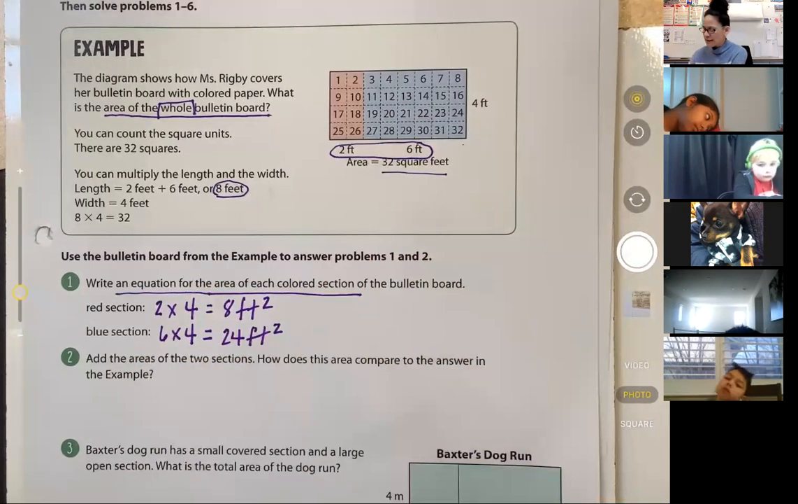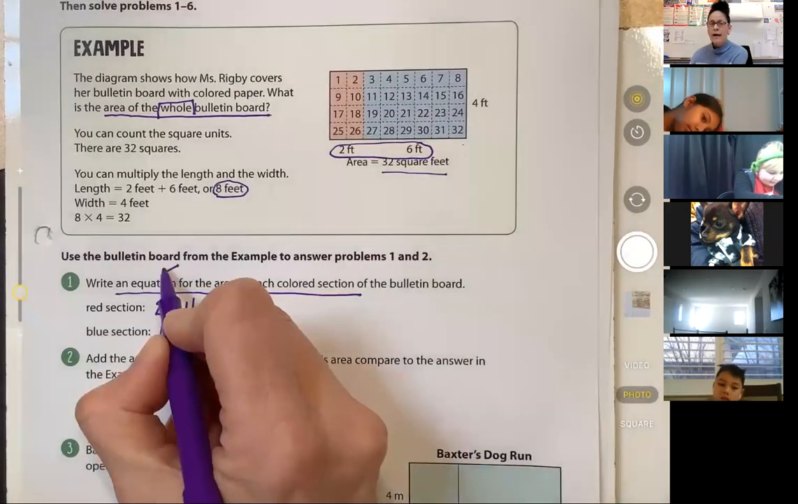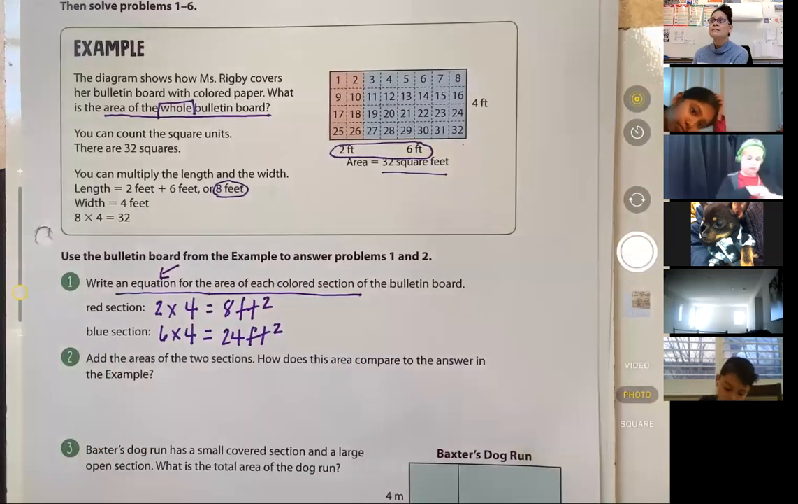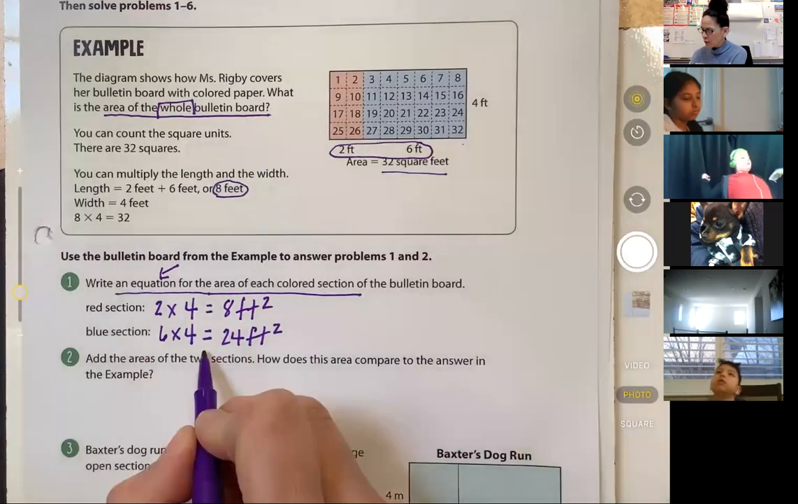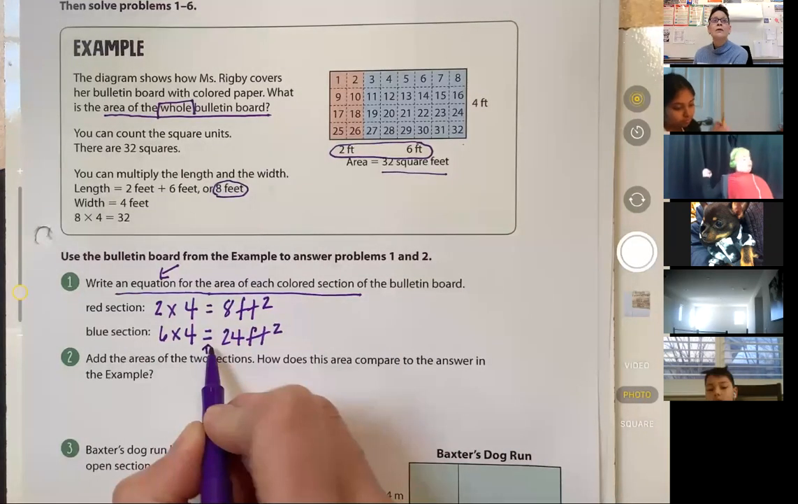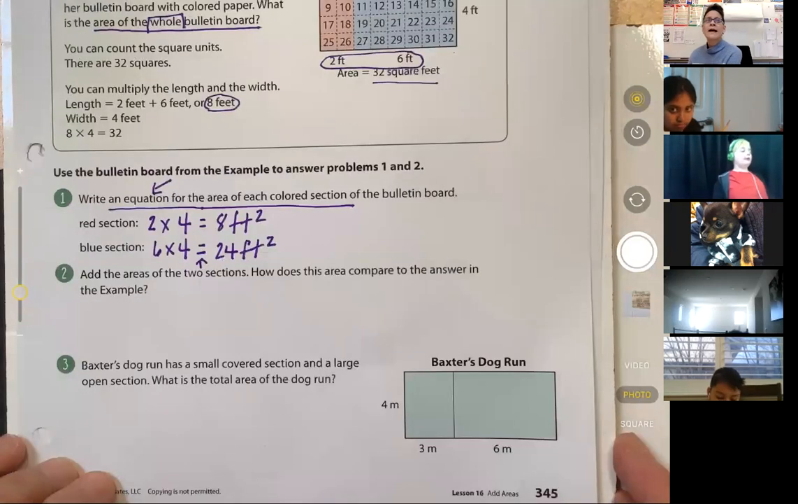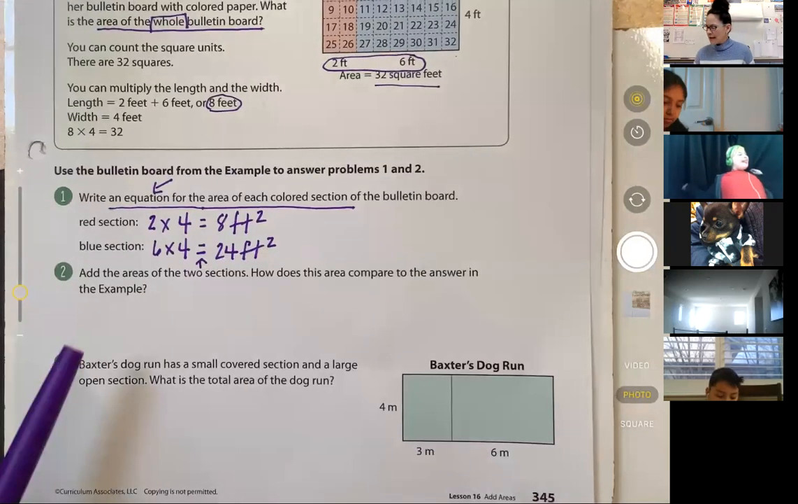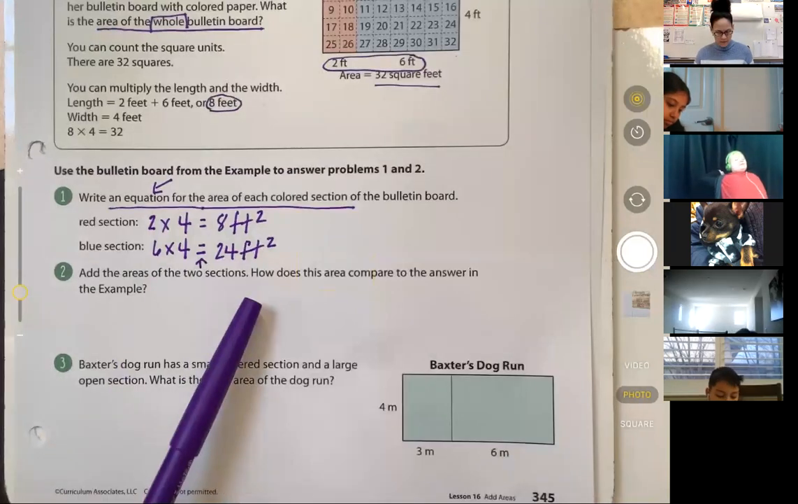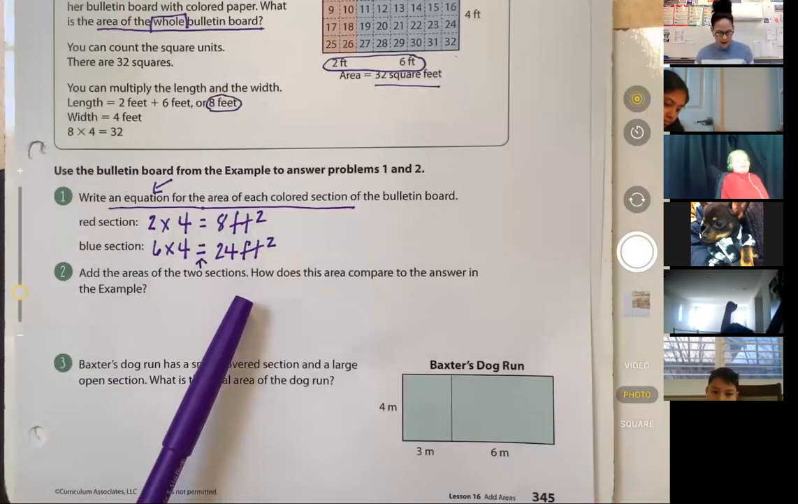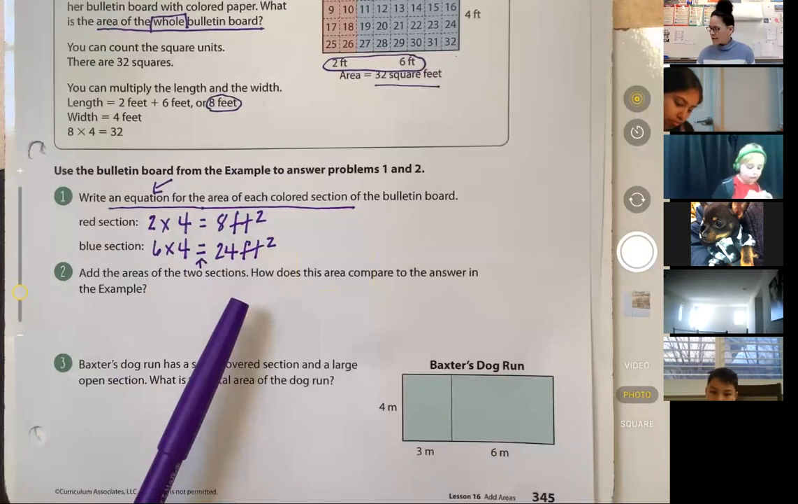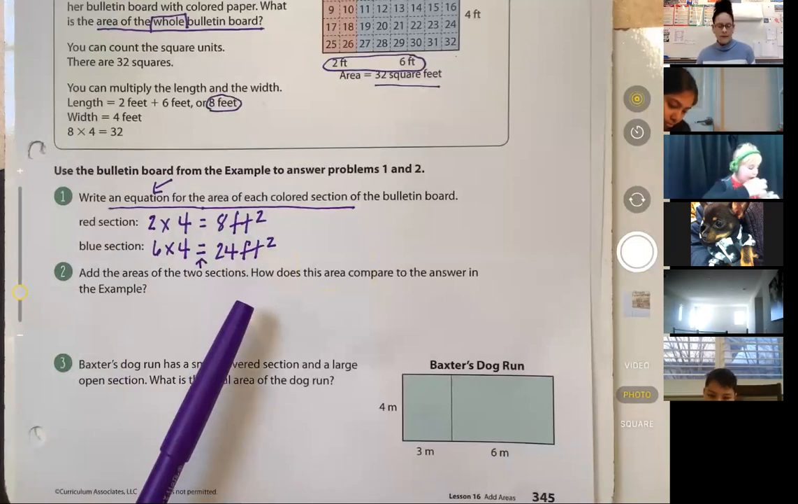Also pay special attention to this word here. I am asking you for an equation. Equations include, of course, an equal sign. All right? Now, if we take a look at number 2, it is asking us to add the areas of the 2 sections. How does this area compare to the answer in the example?